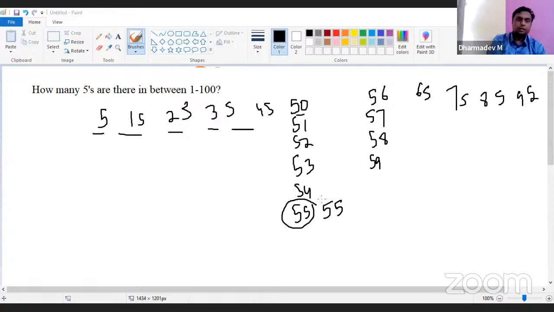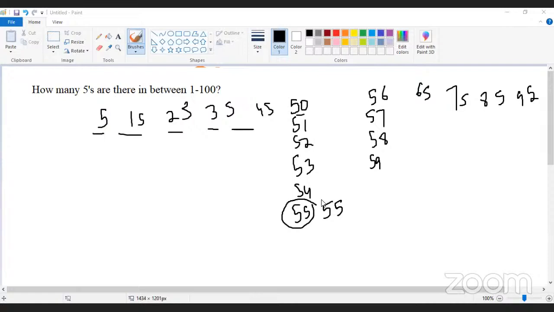Are you clear with that? 20, or 21, or 19? How do you get 19? For 55, you have two fives.